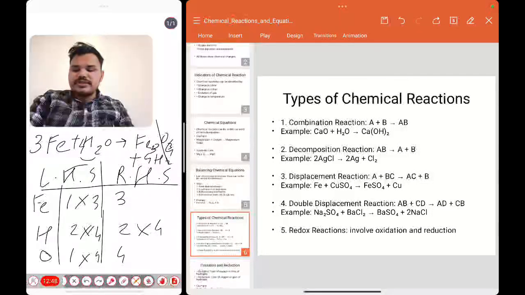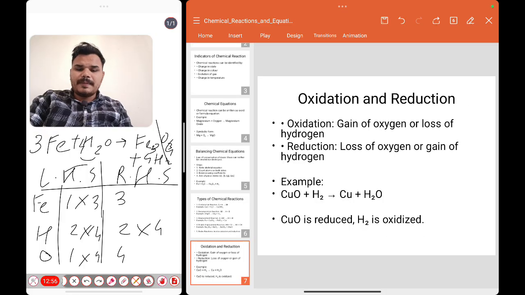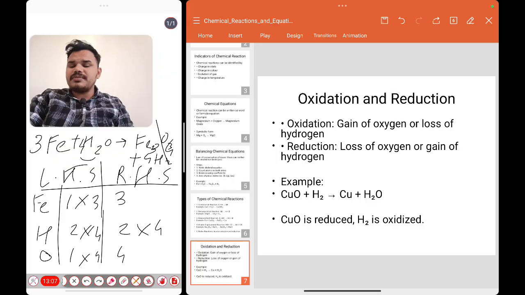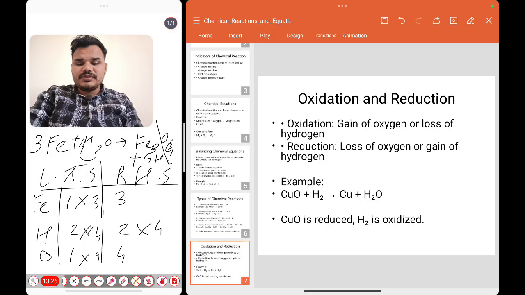After that, that is the redox reaction. In that reaction, oxidation occurs along with the reduction. Then the oxidation and the reduction. Oxidation is nothing but whenever any single element joins with oxygen or gains oxygen or loses hydrogen, that time we can say it's the oxidation. And the reduction is nothing but if we have an oxidized compound and the oxygen is removed from that compound, or the gaining of hydrogen, that is the reduction.